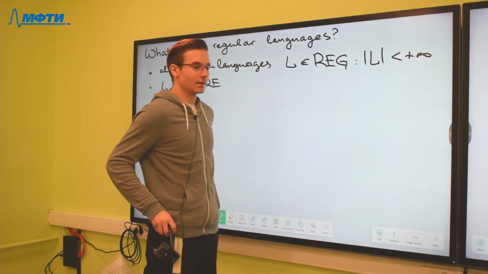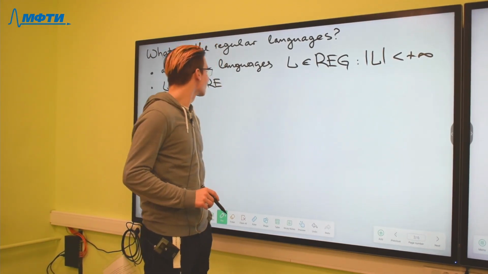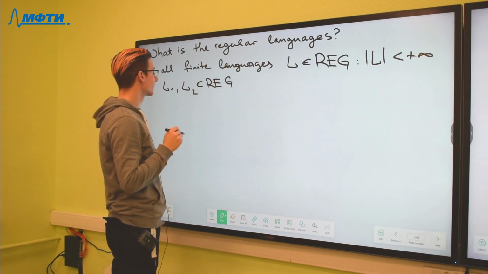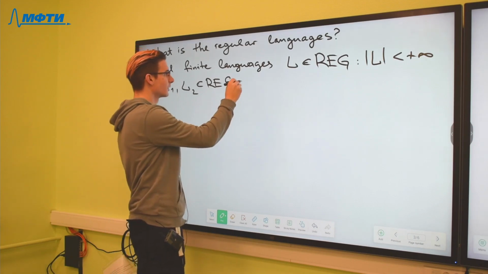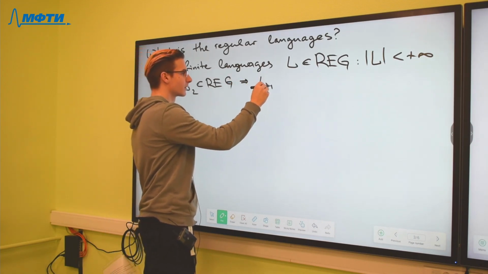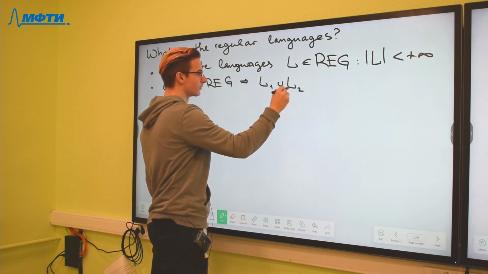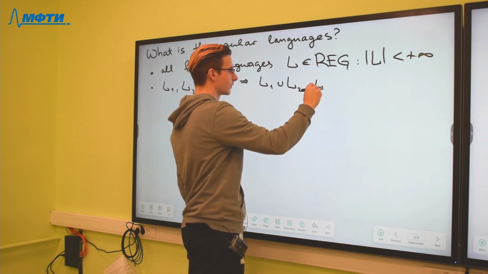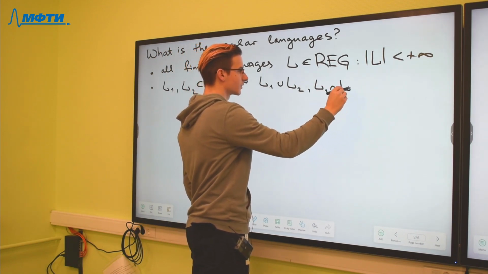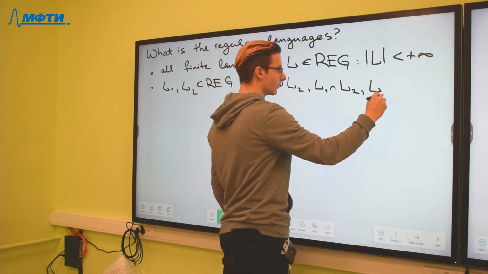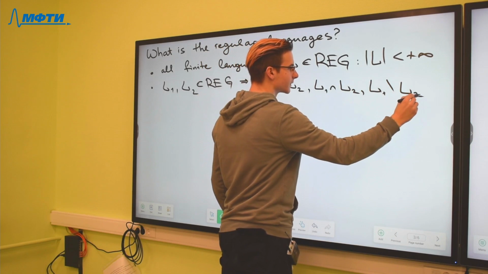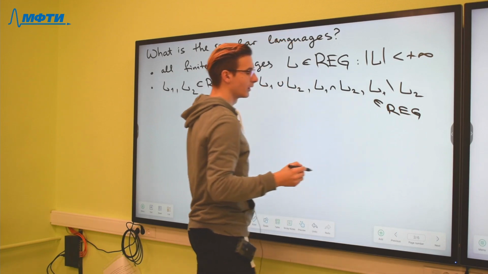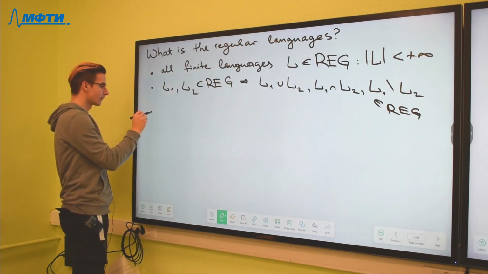Okay. It works. So, if we have two languages from the class of the regular languages, then we say that the union, the intersection, or difference is also in the regular languages.